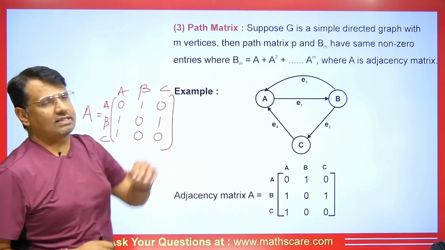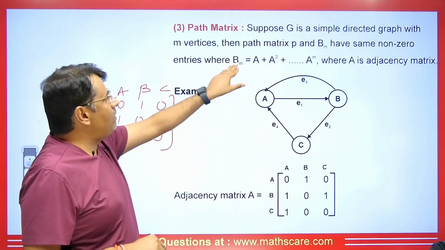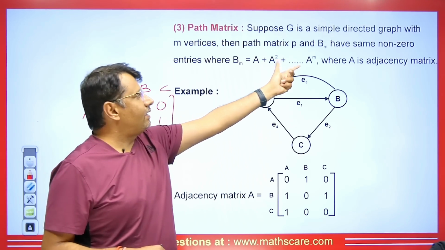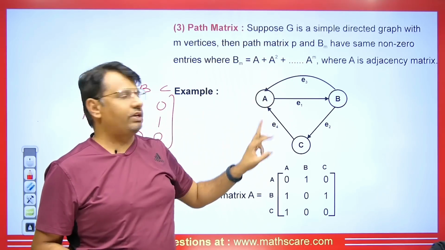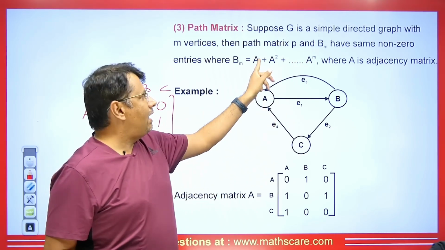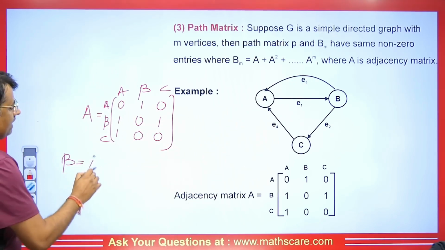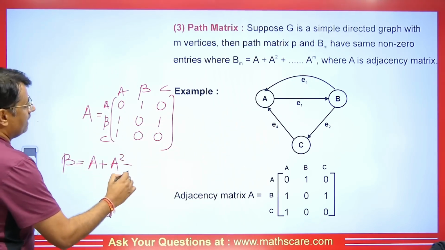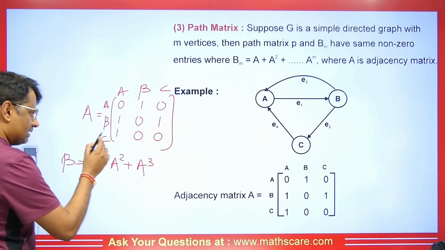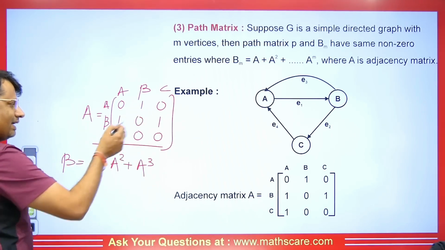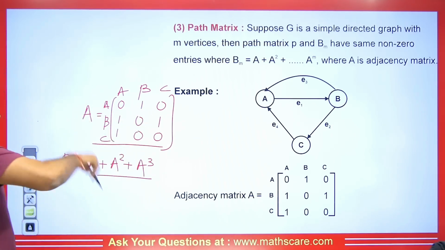Now you will say, sir, how to get the B matrix? The solution to the B matrix comes from this, and here M represents the vertices. We have 3 vertices here, correct? It will go from A square to A cube. So what will be the B matrix? The B matrix will be A plus A square plus A cube, right? But we know it's A, we need to square it, then cube it, and get its value, and then we can take it out, right?